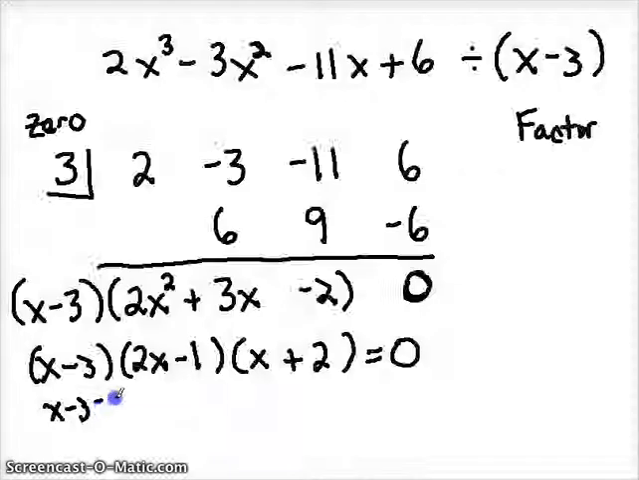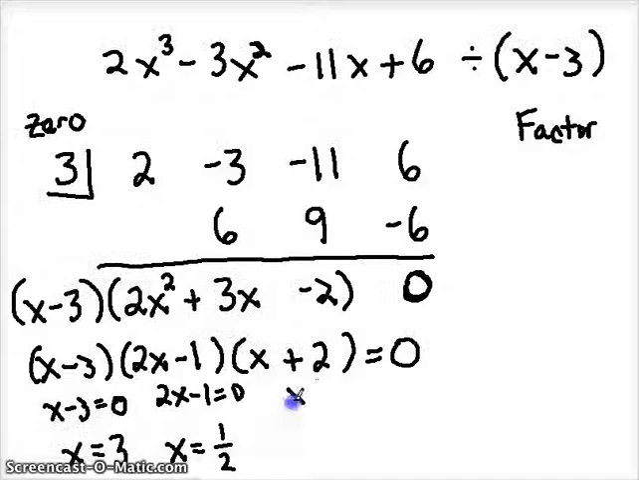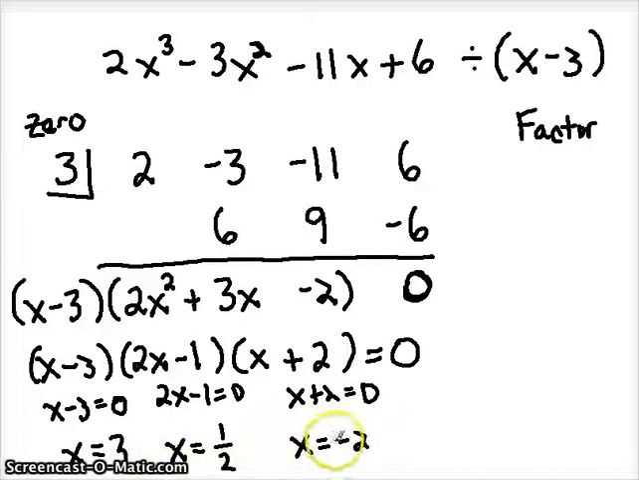x minus 3 equals 0. I know that my 0 is going to be positive 3. If I set this equal to 0, 2x minus 1 equals 0. If I add 1 and divide by 2, then I should get 1/2. And if I set this equal to 0 and solve, I should get -2. So those are my x-intercepts, or my zeros of this function.